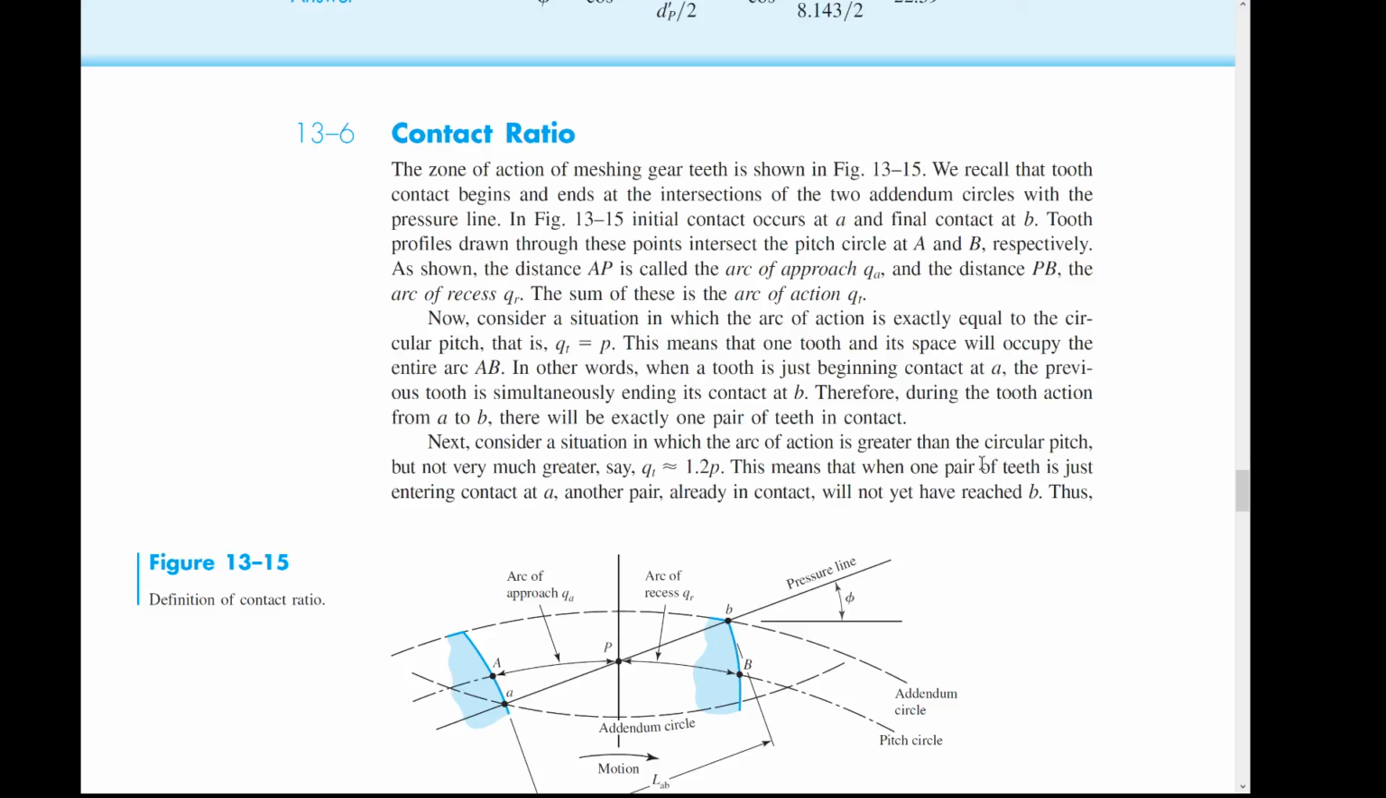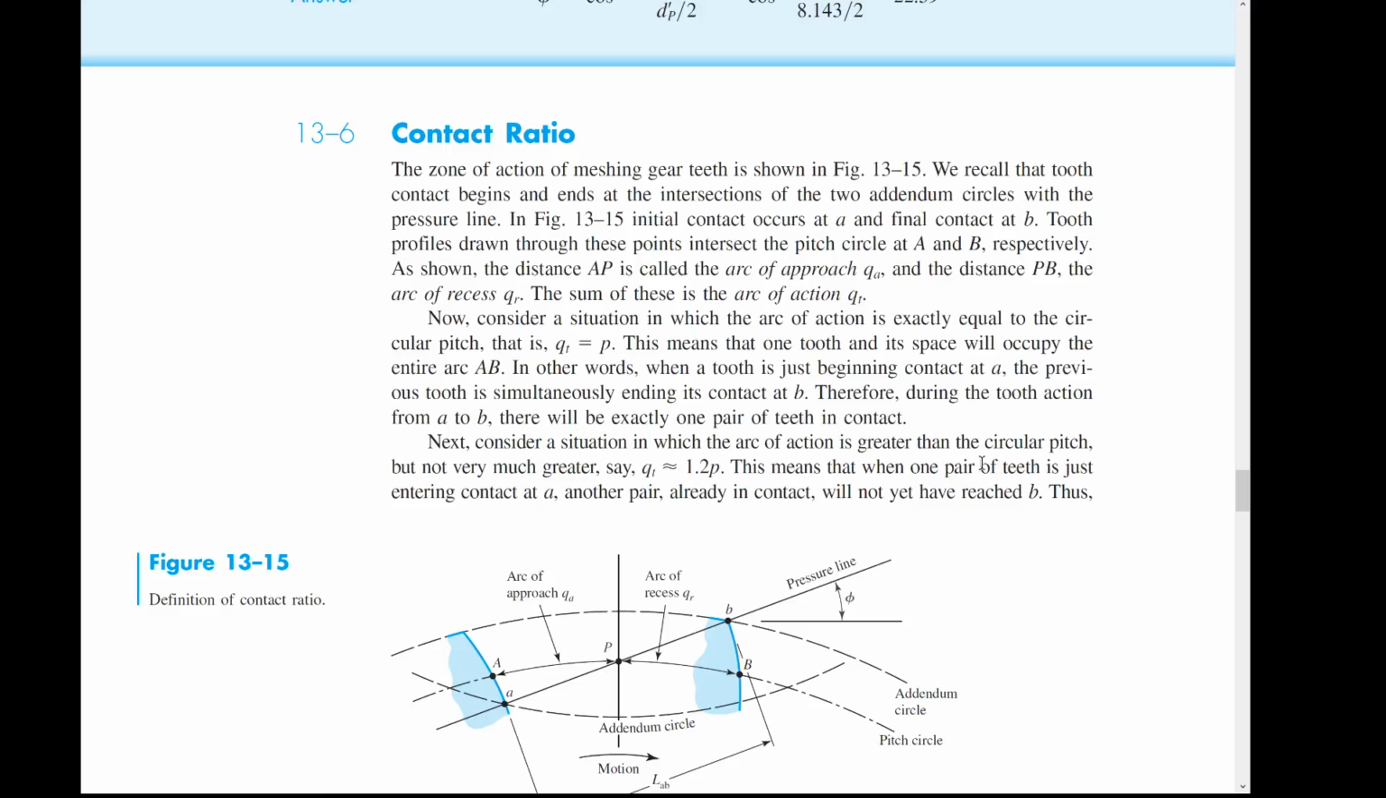Arc of approach here though is Q, and the distance PB is the arc of recess. So QA is the arc of approach, and the arc of recess is QR. The sum of these is the arc of action QT.